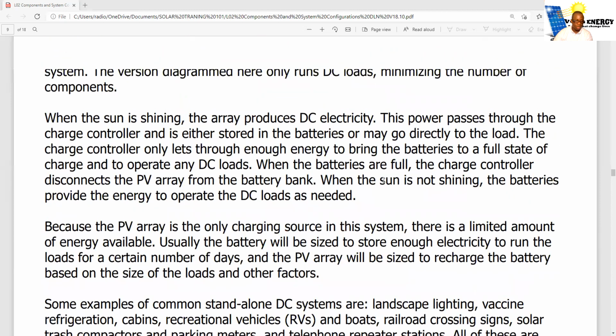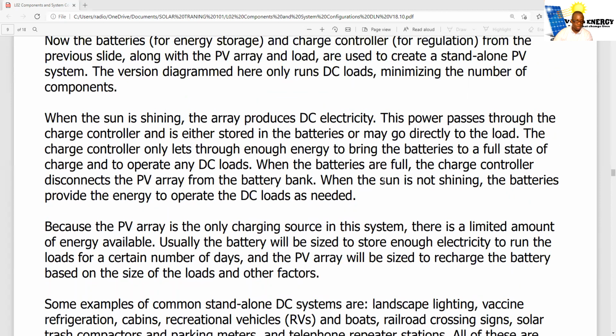When the sun is shining, the array produces DC electricity. This power passes through the charge controller and is either stored in the battery or may go directly to the load. The charge controller only lets through enough energy to bring the battery to a full state of charge and to operate any DC load. When the battery is full, the charge controller disconnects the PV array from the battery bank. When the sun is not shining, the battery bank provides energy to operate the DC load.